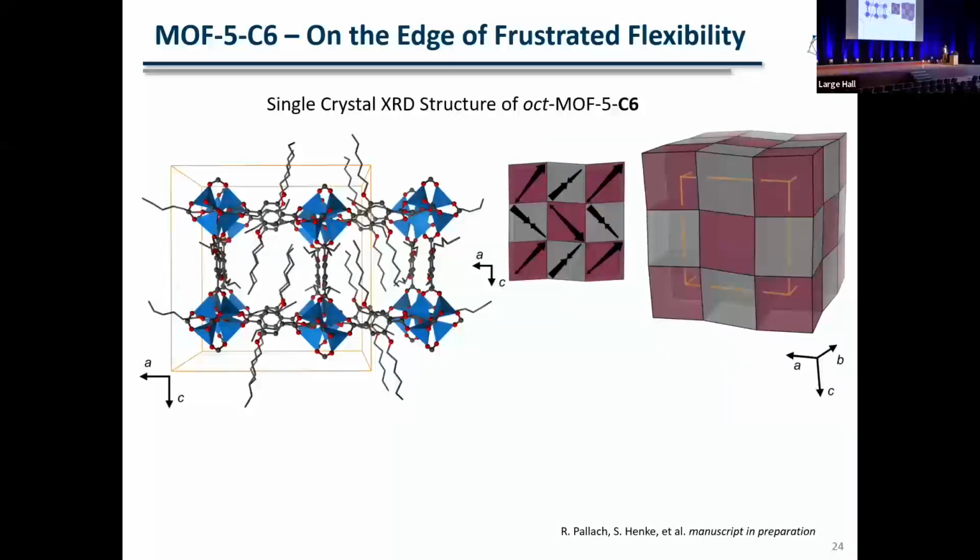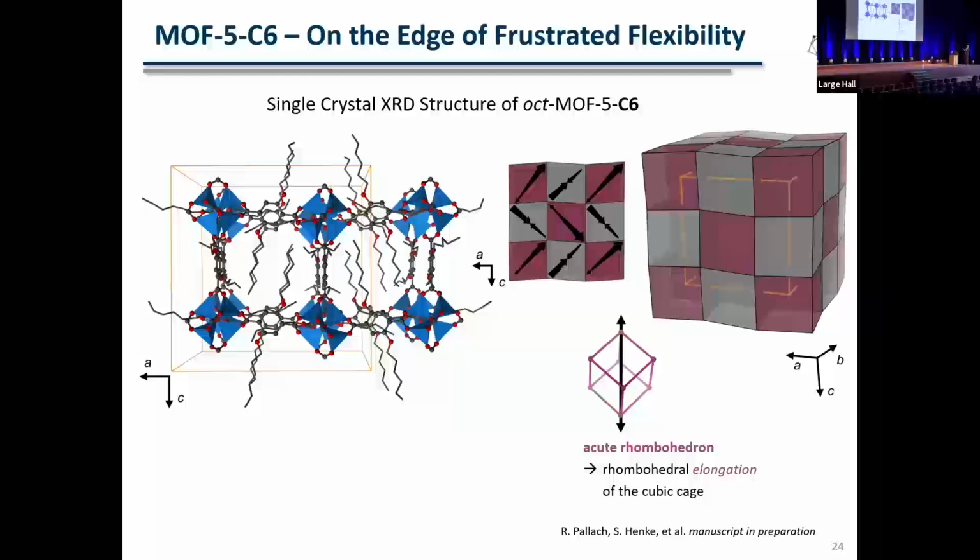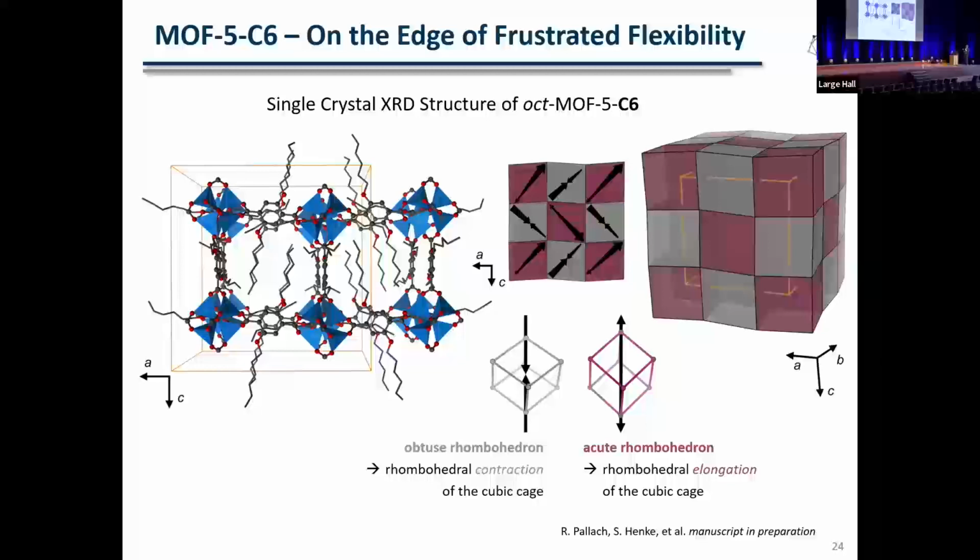Because we look into this structure in detail, we see, even though it's cubic, there are rhombohedral distortions in this structure. But now there are two different ones. There's the acute rhombohedron, which we also see in the rhombohedral phases, and this is half of the cavities. The other half of the cavities is an obtuse rhombohedron, so one which is compressed. And these then alternate in the lattice to generate, again, a cubic structure.